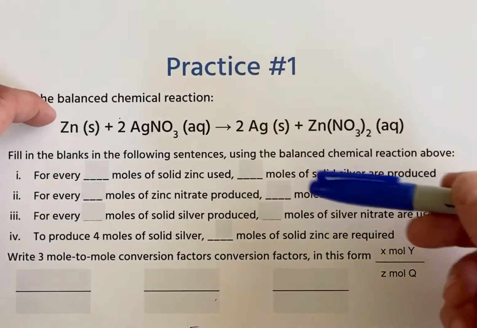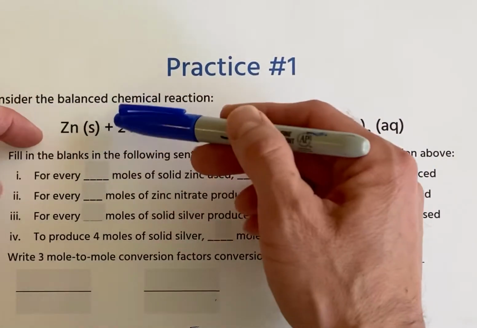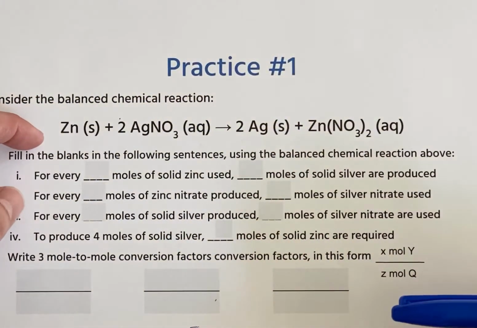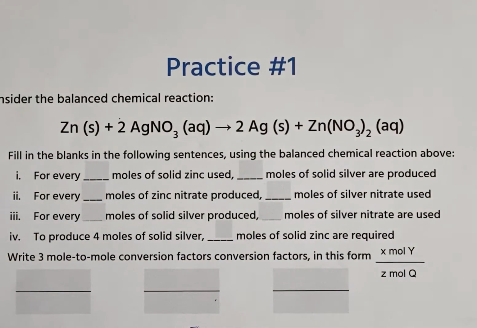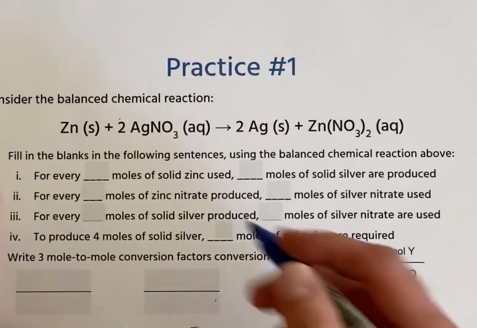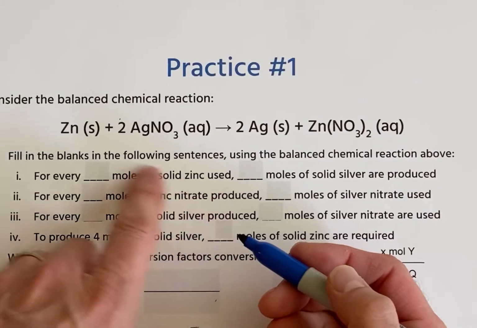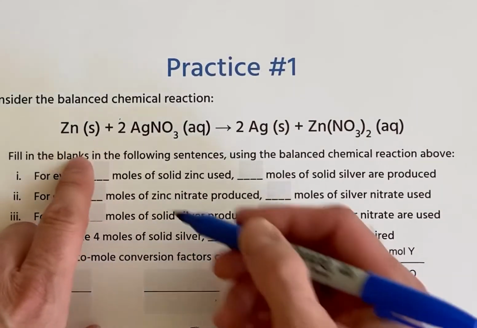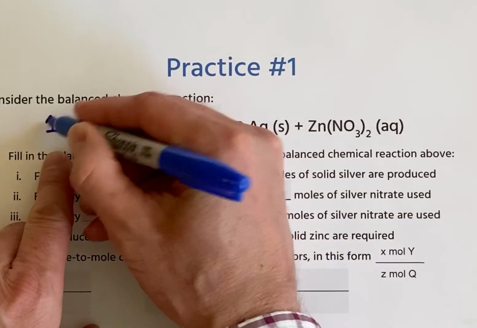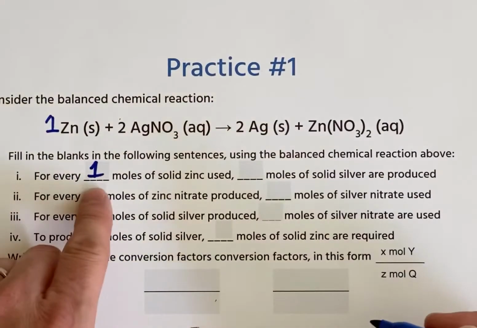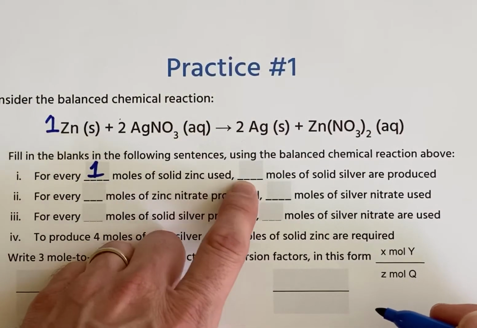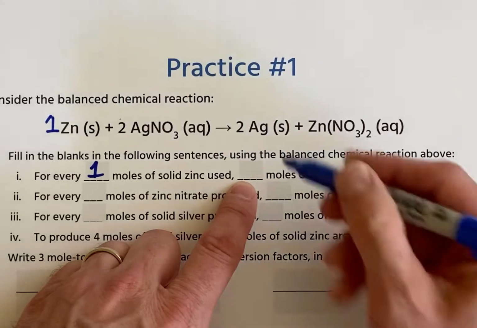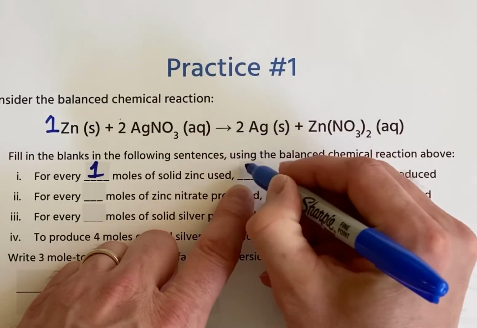So remember, the coefficients, the big numbers in front, tell us the number of moles. And that's what part A is asking us to do. It says for every blank moles of solid zinc, and there's only 1 mole of solid zinc here. So for every 1 mole of solid zinc used, blank moles of solid silver are produced. Well, here's your solid silver, and that's 2.